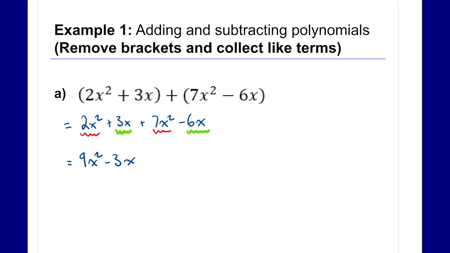So keep in mind, you do want to look at the sign in front. The sign in front will help you determine what operation you need to do, or what sign the number is. So for example, 3x, where there's a plus in front, so it's a positive, and then we have a negative or a minus in front of the 6x, so it makes it a negative 6x. So positive 3x minus 6x.